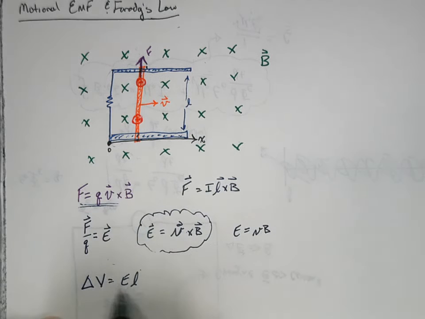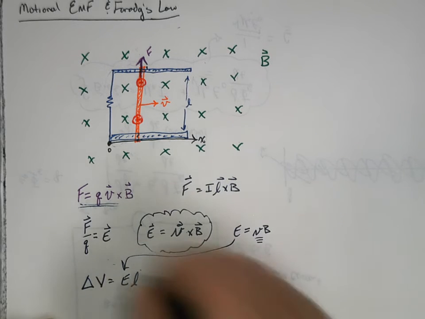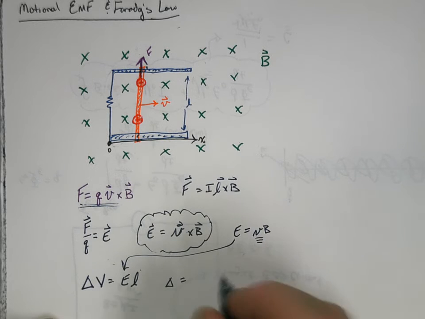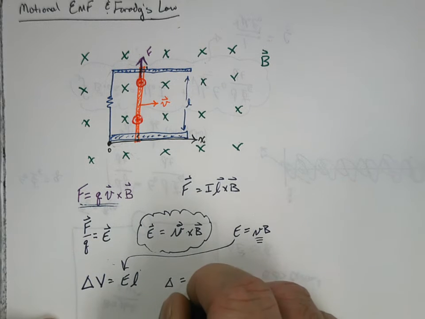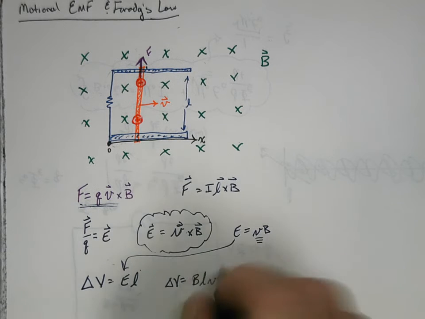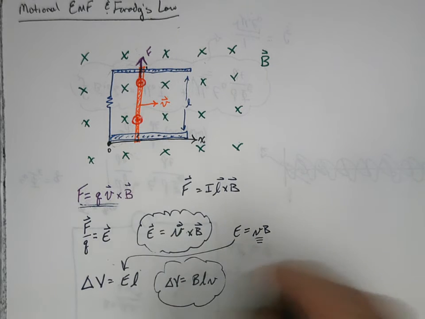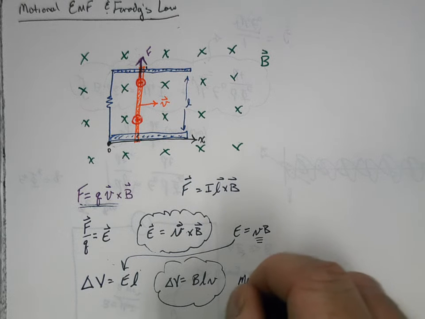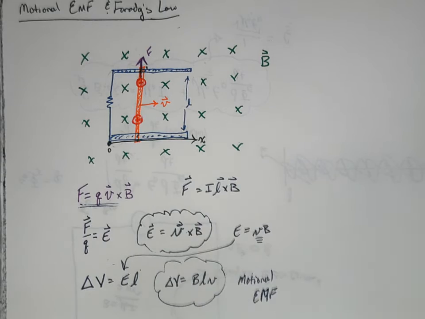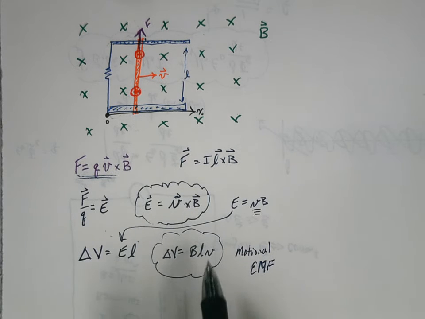But we just figured out what E was, right? E was this over here. So we plug that in there, and we get our voltage equaling B, L, V. The convention for writing this is BLV, and this is our motional EMF. That's delta V, our change in potential, equals BLV.